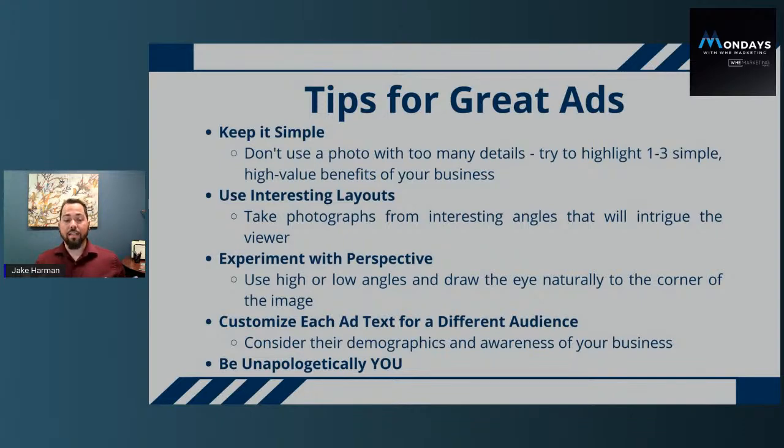And the whole goal is, think about when you're laying things out, think about how the eye is naturally going to go. If you want them to focus on something in the bottom left corner, and it's very clean and simple, not much going on over there, but you have a lot of busy stuff in the top right corner, the eye is going to go up there. The eye may never even see the bottom left corner. So just take some of those things into perspective. Experiment with perspective. Use high or low angles to draw the eye naturally to the corner of the image. So again, those two tie into each other. Think about how things are going to go in order, where things naturally are drawn to attention.